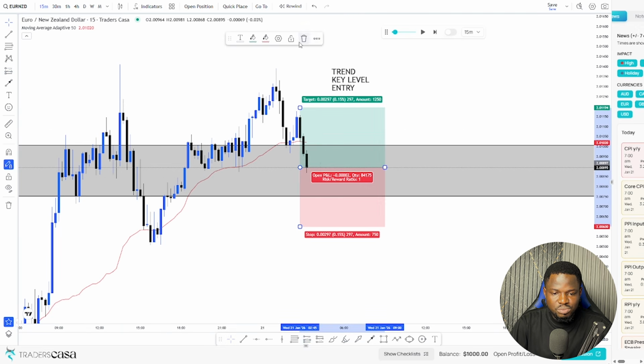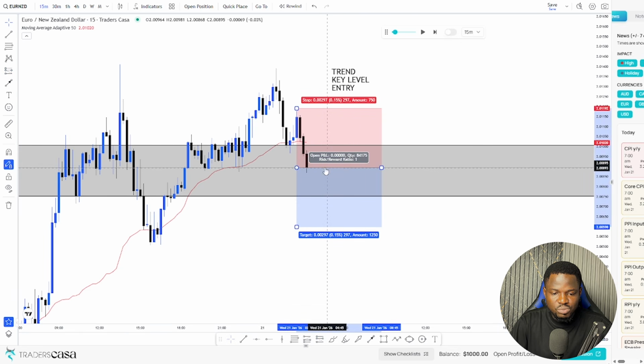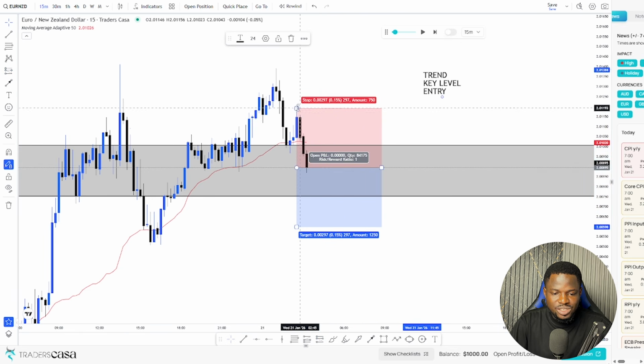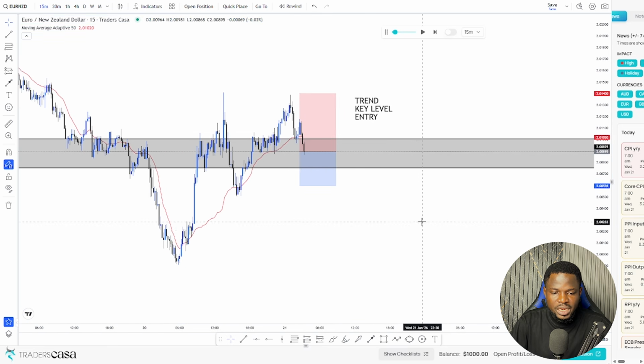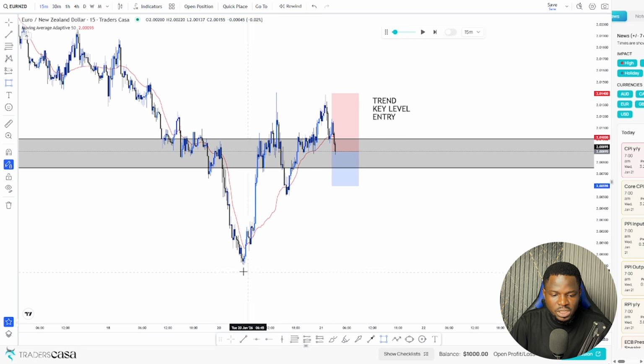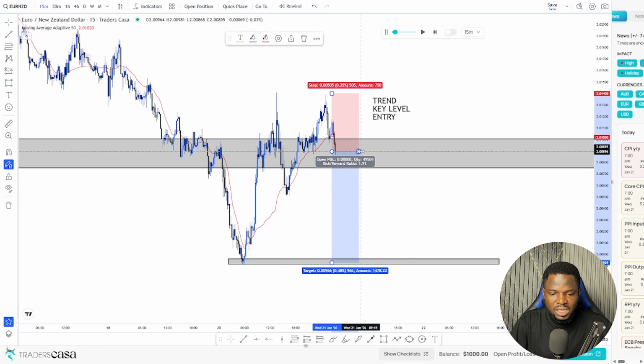Now this space is going to be, sorry, I'm supposed to use the short order tool. So this space is going to be our entry level. Then we have our stop loss level around the zone. Then we're going to target this support level as our final take profit level.